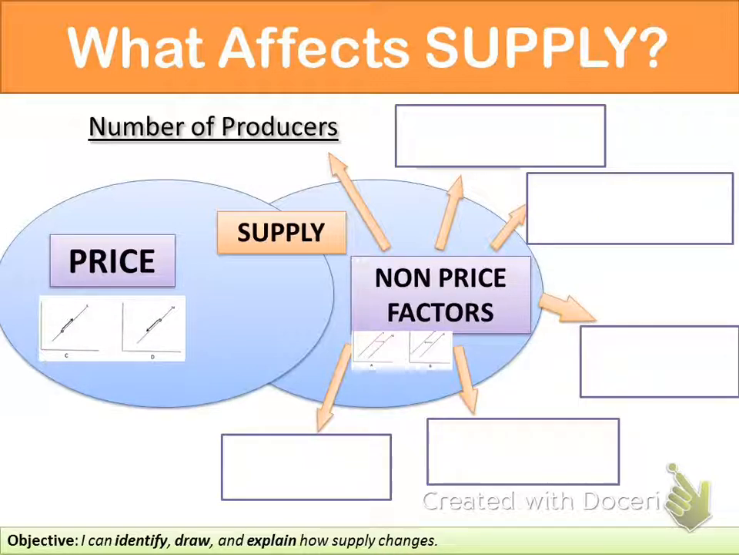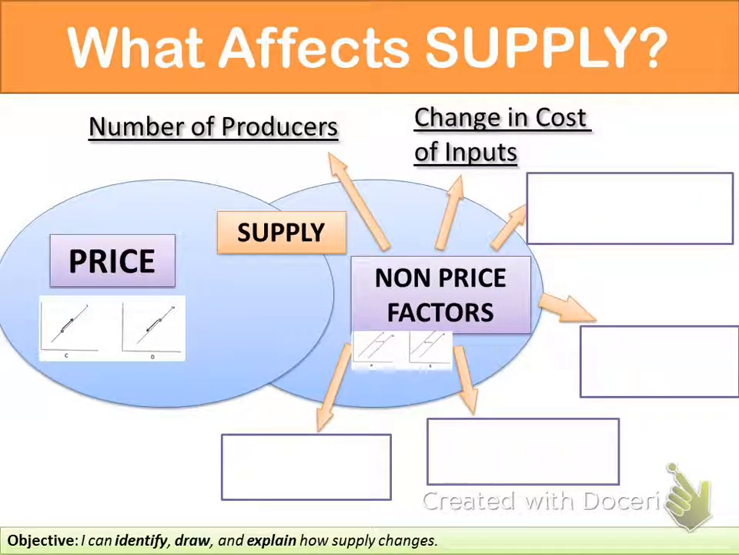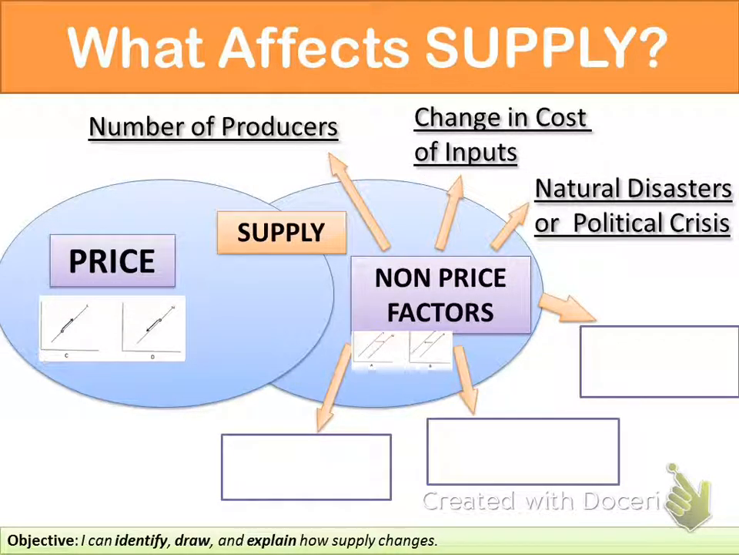If businesses shut down or go bankrupt, it decreases our supply. Change in the cost of inputs, I'm going to come back to that one. Natural disasters and political crises: let's say a hurricane comes in and wipes out a bunch of businesses, that's going to create a decrease in supply. A political crisis like a revolution or a civil war is not going to be very conducive to businesses. Therefore, businesses are going to shut down, and typically natural disasters and political crises will create supply decreases.